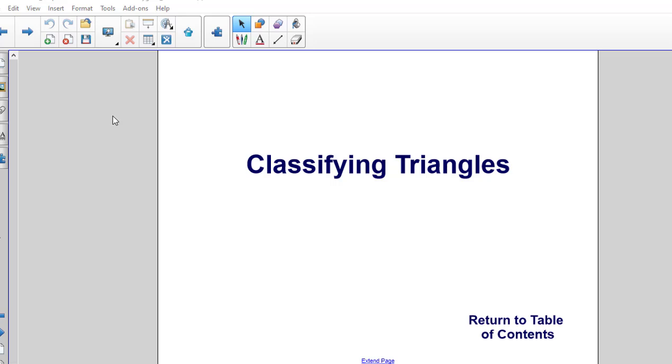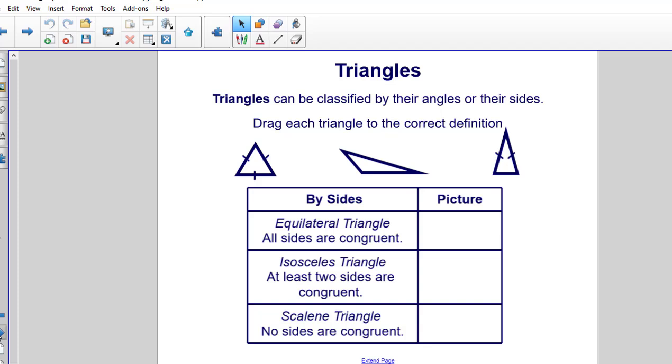We are now going to look at a specific type of polygon known as triangles. Triangles are polygons with 3 sides and 3 angles, and we will specifically be looking at classifying triangles. Triangles can be classified by their angles or their sides. Here we'll take a look at classifying triangles by their sides.